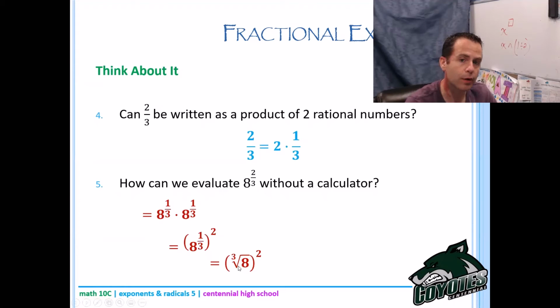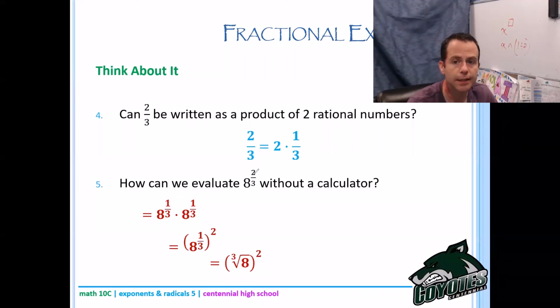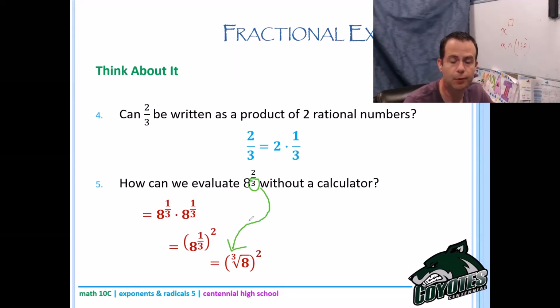So where am I going with all of this? What I want you to see is if we were to evaluate 8 to the 2 over 3, the bottom of the fraction still became the root index, just like it did in all those slides beforehand. But the top of the fraction actually just becomes an exponent on the whole number. Okay, that's what I want you to see there.